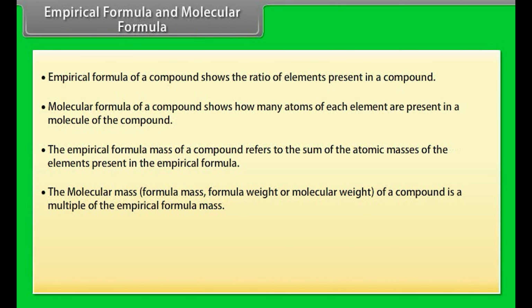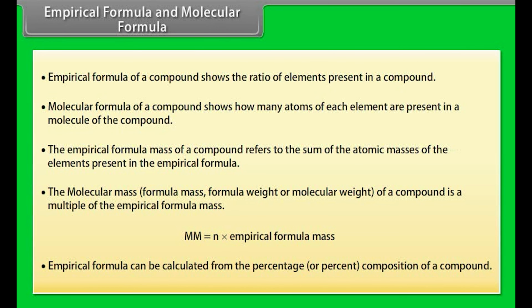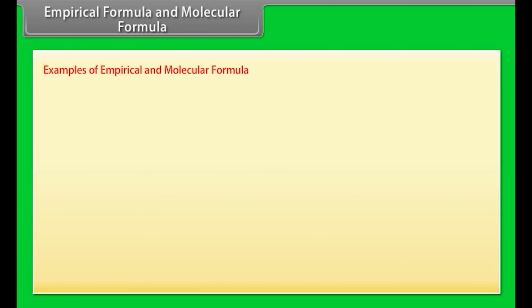The molecular mass, formula mass, formula weight or molecular weight of a compound is a multiple of the empirical formula mass. Mm is equal to n into empirical formula mass. Empirical formula can be calculated from the percentage or percent composition of a compound. Examples of empirical and molecular formula.